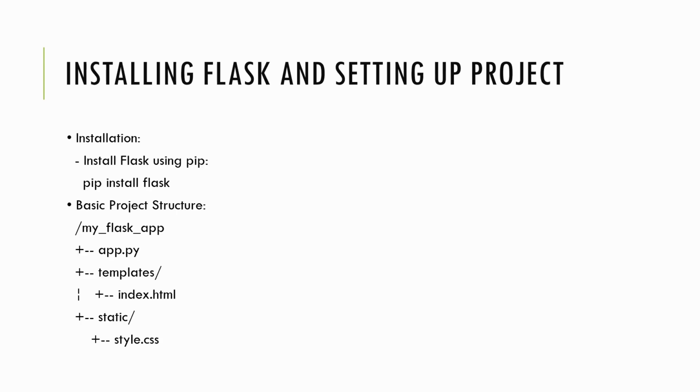Now let's see how to install Flask and set up a basic project. You can install Flask using pip by typing pip install Flask in your terminal. Once installed, we will create a simple project structure. You will have an app.py file for your main code, a templates folder for your HTML files, and a static folder for CSS and JavaScript.